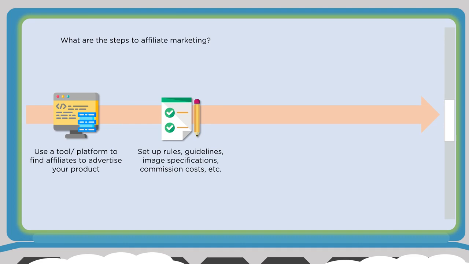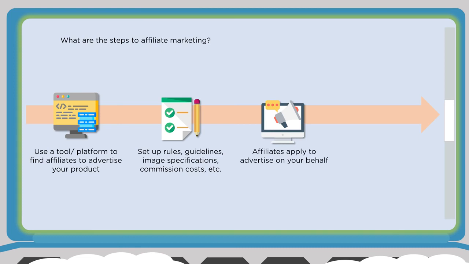And more importantly, again, you're going to establish the commission. So the commission doesn't have to be the same for all affiliates. It could simply be that your top affiliates get a higher commission as opposed to some other affiliates who get a starting commission. You establish everything on the platform, the affiliate platform that you choose.